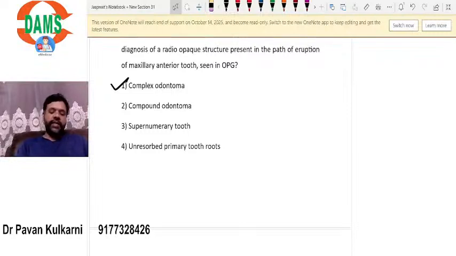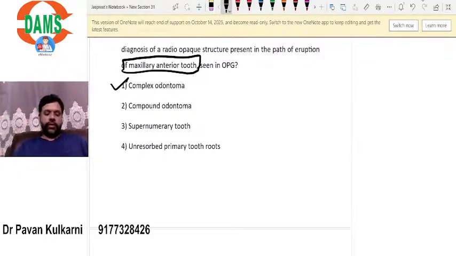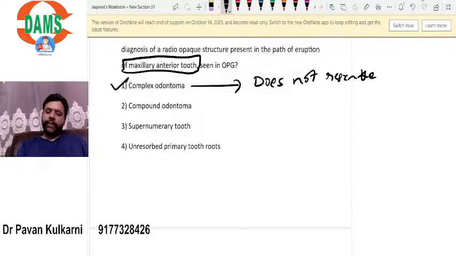So here the question is maxillary anterior tooth region, radiopaque structure. Yes, compound odontome definitely will come. Supernumerary tooth definitely will come. Unresolved primary tooth roots definitely will come. Complex odontome usually doesn't, first of all, resemble any tooth-like structure. It doesn't resemble anything like a tooth-like structure basically.